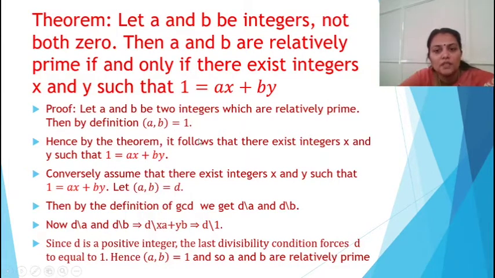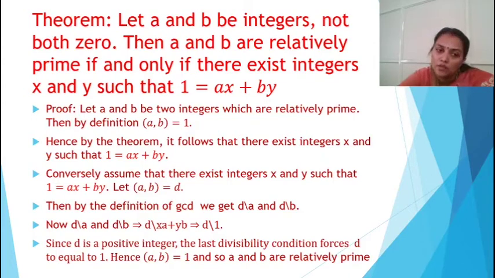Then by definition, GCD of a and b is equal to 1. By our theorem, there exist integers x and y such that 1 is equal to ax plus by. So for one part of the theorem, if a and b are relatively prime, then 1 is equal to ax plus by. That part is shown.